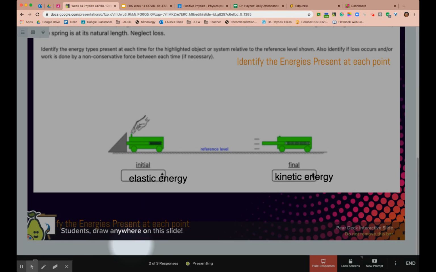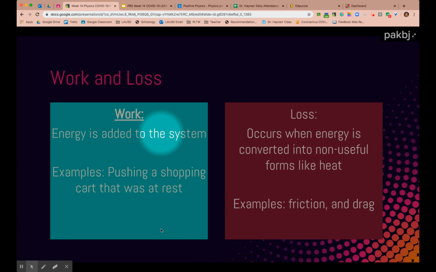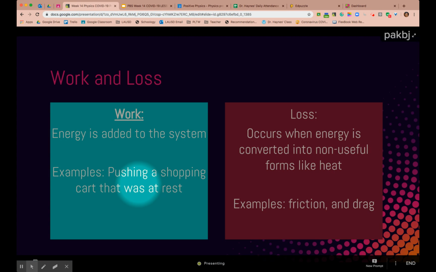So now let's look at how we identify when work or loss is added to a system. So before I play this video, I'm going to tell you what work and loss are. Work is when energy is added to a system. So for example, let's say you're in a parking lot and there's a shopping cart sitting there. The shopping cart is at rest and is not moving, but you come and you push the shopping cart. So now you are an outside force that has added energy to the system because you pushed a shopping cart. And you were able to push it because you have energy inside of you from the fact that you've been eating. And you have changed that chemical energy into kinetic energy where you're able to actually push the cart. So that's an example of work.